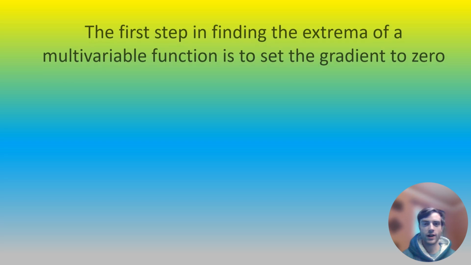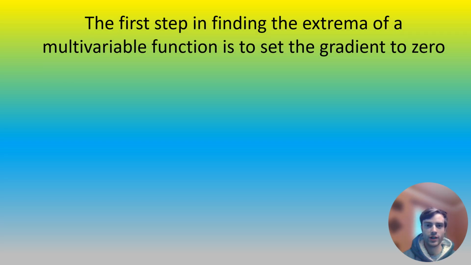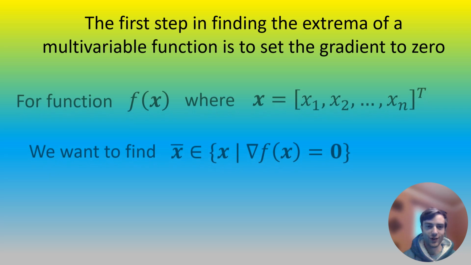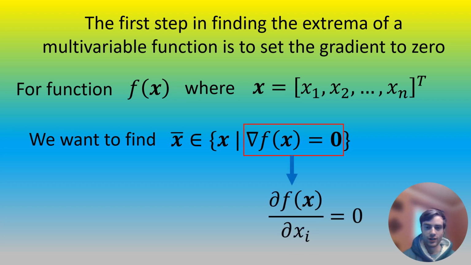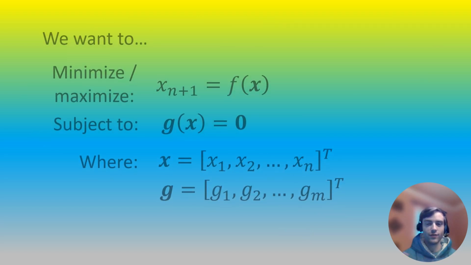So the first step in finding the extrema of a multivariable function is to set the gradient to 0. For function f of x, where x is a member of x1, x2, all the way to xn transpose, we want to find x bar as a member of all x's such that the gradient of f of x is equal to the 0 vector. And that means that the partial derivative of f of x with respect to xi, the ith x, is equal to the scalar 0.